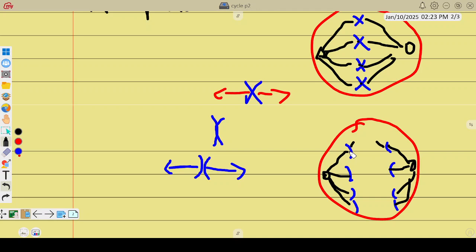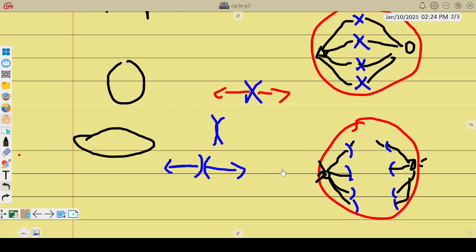The other thing that happens here is that the cell elongates. This is where the cell elongates even more, like it will be stretched. So at this stage the cell will no longer look like this. It will look something like an egg because there's pulling. So this is anaphase.